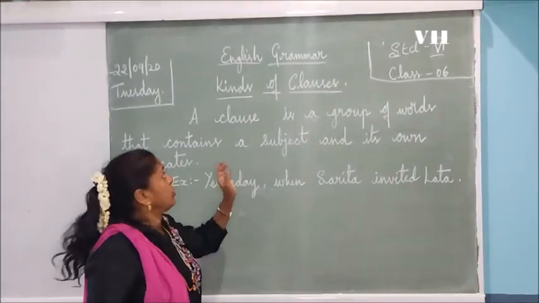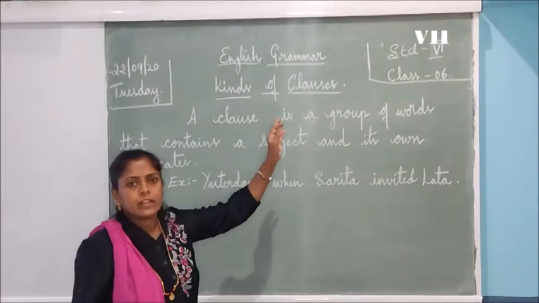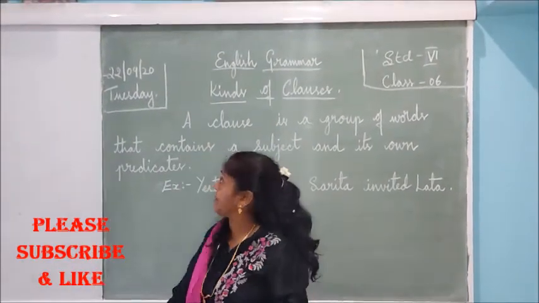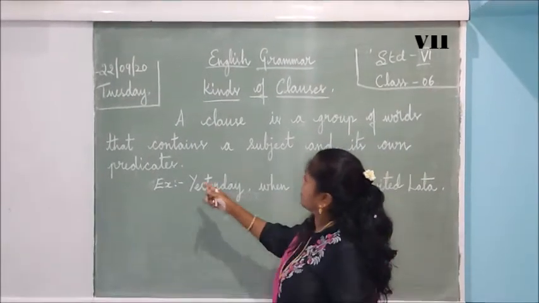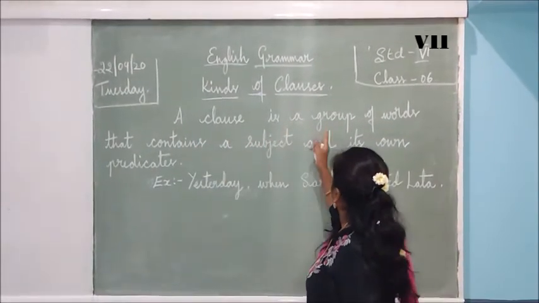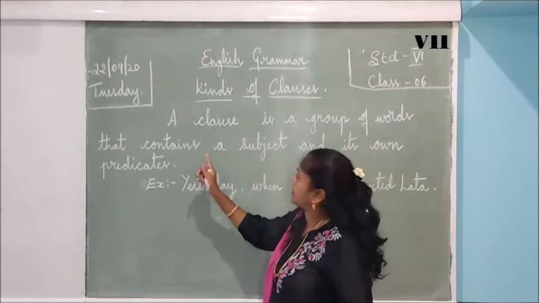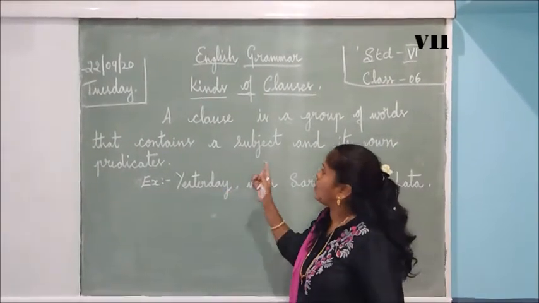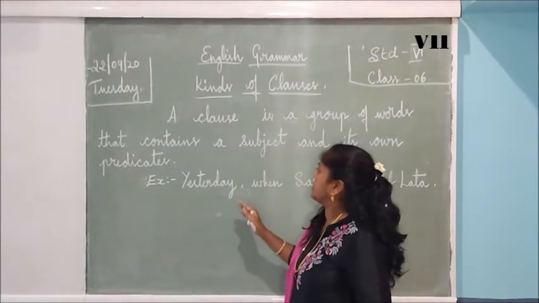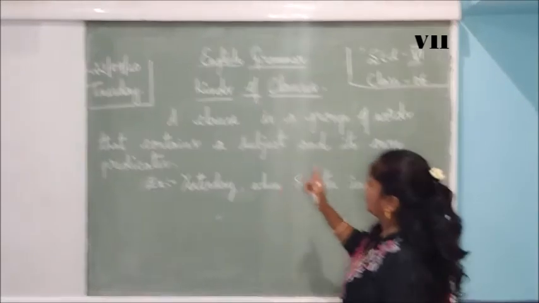So today I am going to take kinds of clauses for 7th standard. Okay. So my video class is 6. Okay, here a clause is a group of words that contains a subject and its own predicate. Already you all know what is subject. So and also its own predicate.